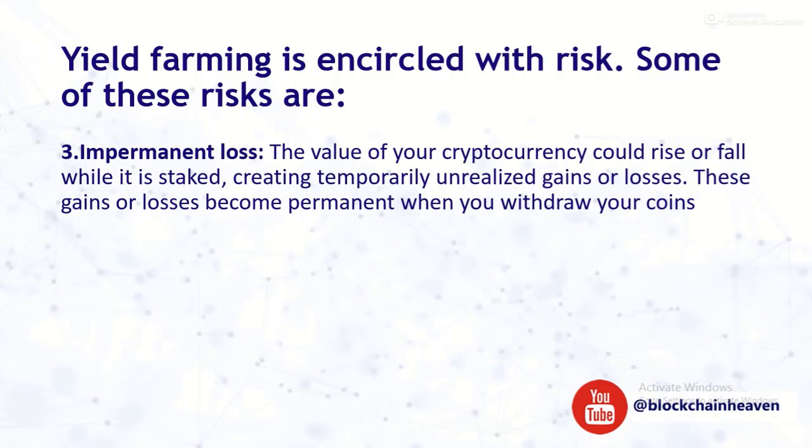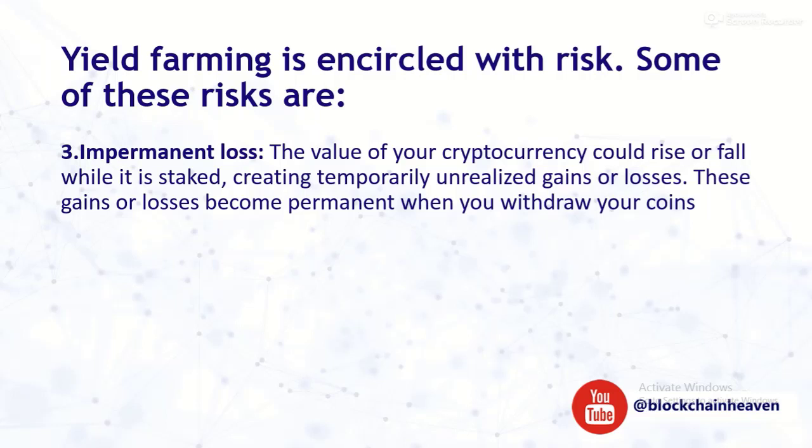The value of your cryptocurrency could rise or fall while it is staked, creating temporarily unrealized gains or losses. These gains or losses become permanent when you withdraw your coins. This is simple to understand. Whenever you buy a coin and stake it, or you keep it in your spot account, once you buy a coin, there is 100% possibility that its value will change with time. USDT changes with time, so every other coin changes with time. The value of every coin changes with time.